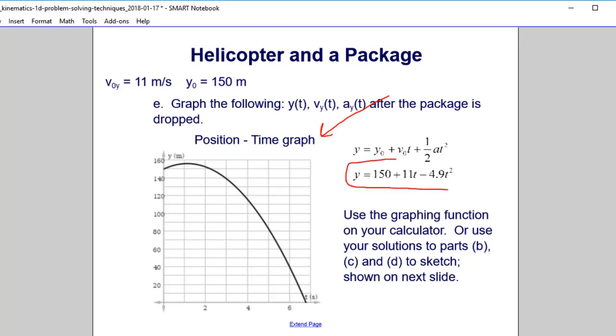But we're going to show you, okay, here's the equation. This is what I graphed, okay? I just input that, and it gave me this nice graph over here. And it kind of checks with what we said. The package would keep rising after it was dropped out of the helicopter, and then it's just free fall, which is a parabola. But let's look at the next slide to show how you could do it if you didn't use a calculator or a graphing software.